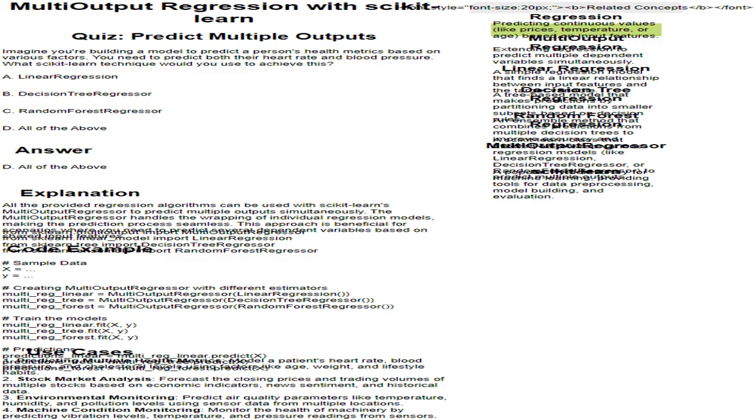Predicting continuous values like prices, temperature, or age based on input features. Predicting house prices based on square footage, number of bedrooms, and location. Extending regression to predict multiple dependent variables simultaneously. Predicting a person's height and weight based on age and gender.